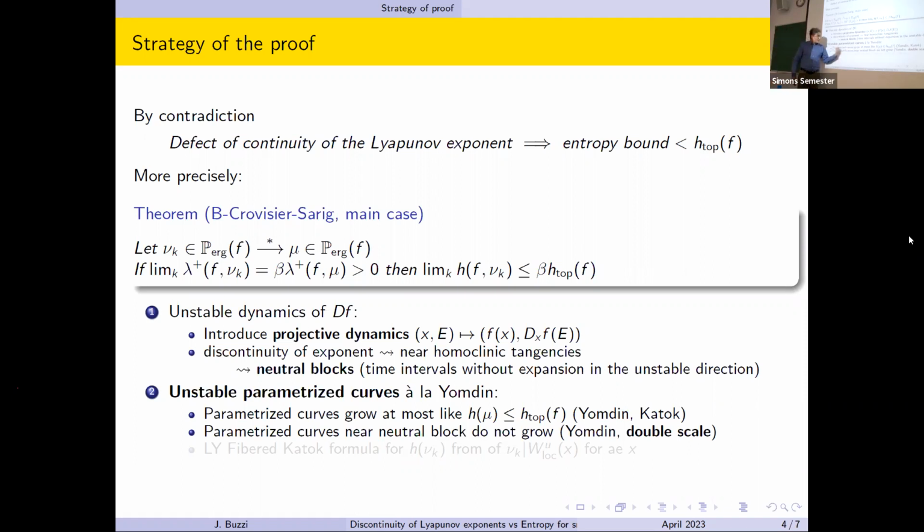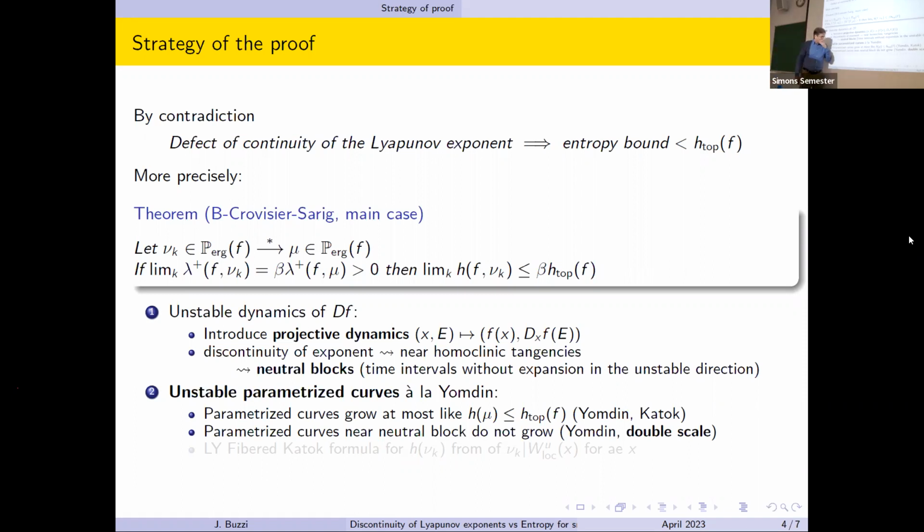Okay, so here we have to extend this contraction for the differential to a contraction on the curve, showing that the curve doesn't grow. Then this will give you times during which there is no entropy creation, and this will give us this factor beta less than 1. So to do that, as soon as we want to deal with curves, we have to use Yomdin theory. Now the problem that we have is that we know that the differential is not expanding, and we want to use this information to say that the curve is not expanding locally.